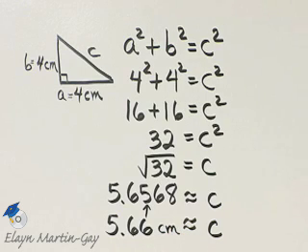So the hypotenuse is exactly the square root of 32 centimeters, approximately 5 and 66 hundredths centimeters.